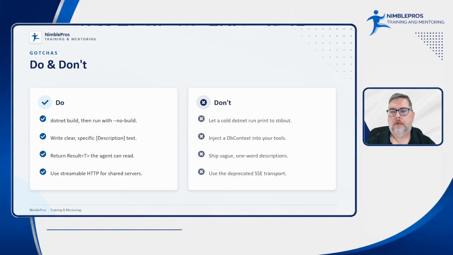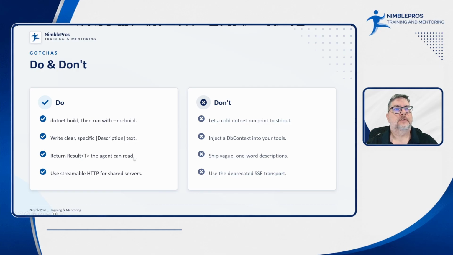So let's go back over and look at this here. Just go through a few do's and don'ts. So again, I mentioned always run the .NET build first, and then when you're interacting with the actual AI or with the inspector, then you run it with no build, so that you leave out that .NET build information that can mess up the communications protocol. Make sure that you're including descriptions, and make sure you're keeping them very clear and descriptive.